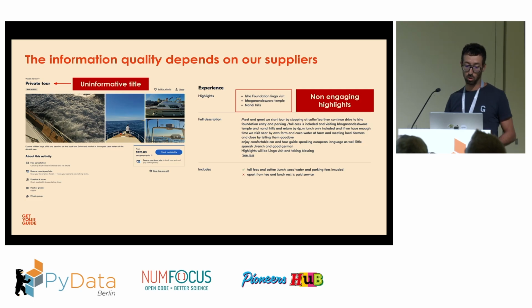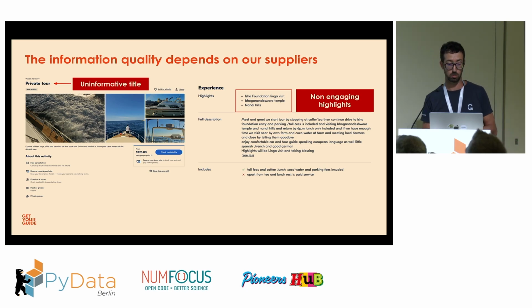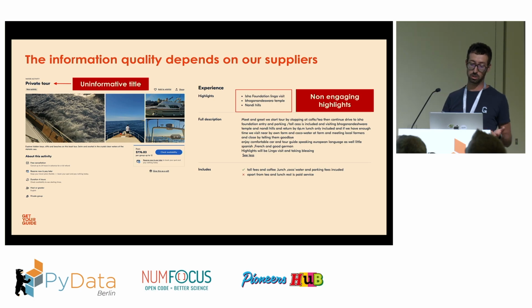As you saw, this amount of text might result in a supplier producing suboptimal content. Sometimes they don't know our desired standard. Sometimes they cannot speak good English. This results in suboptimal text, like you can see here: uninformative titles, in this case a boat tour just saying private tour. In another example here, the highlights are a list of locations instead of engaging text that displays the unique selling proposition of the activities.